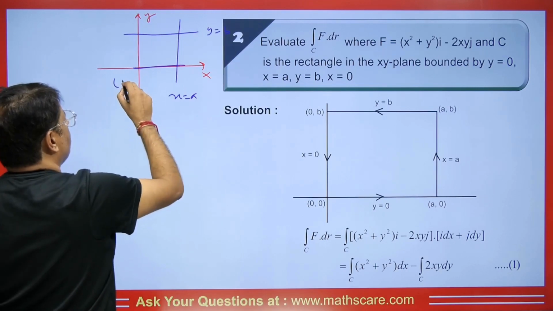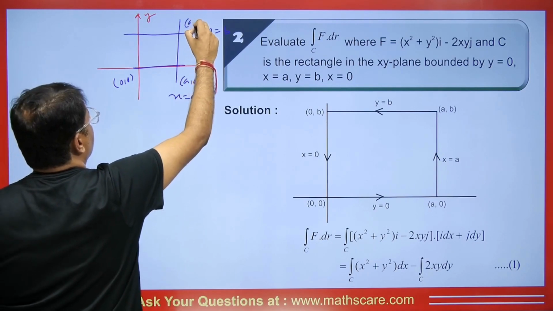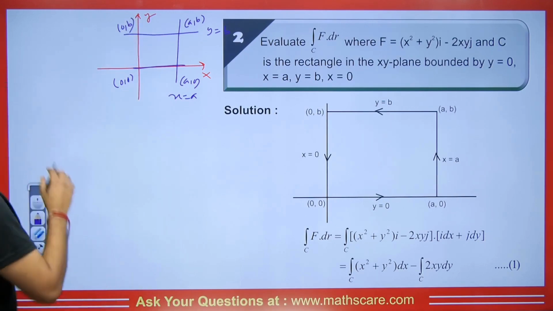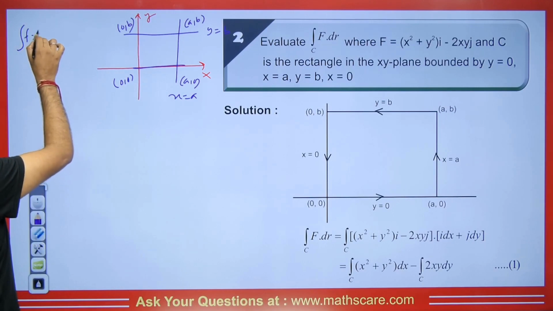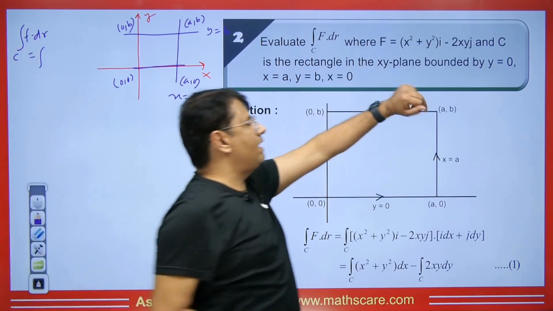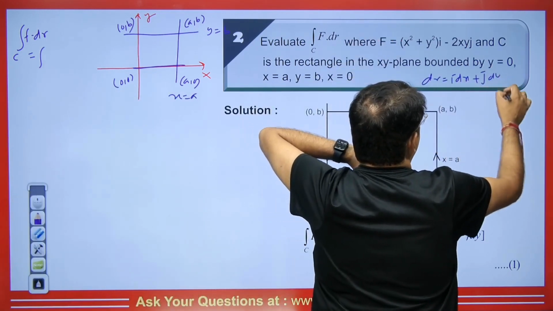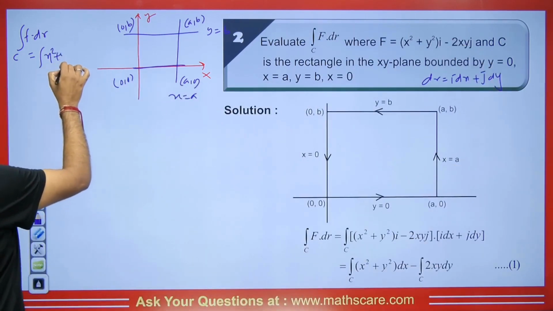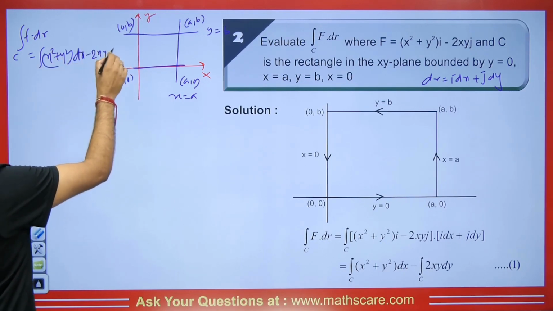And x is equal to 0. So this will be 0, 0. And this one will be a, 0. We will get this one as a, b, and we will get this one as 0, b. Now what's happening here? Since you will have to calculate the value, you have to calculate the integration of F dot dr. This F and dr is given. We know what is the value of dr. It is i dx plus j dy. We know that i dot i is 1 and j dot j is also 1. We'll write it here, x square plus y square multiplied by dx plus, and this will come to minus 2xy dy. Clear?